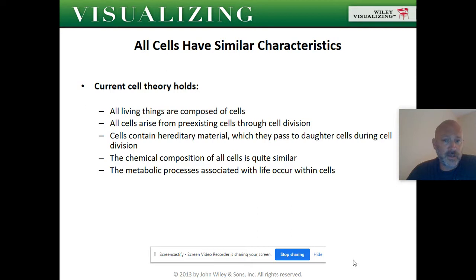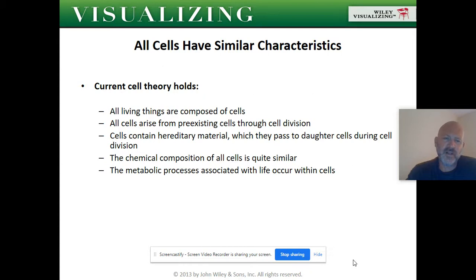Cells contain hereditary material. So in the nucleus of the cell, there's DNA, and that DNA is copied every time the cell divides. So a copy of the DNA is then passed as the cell splits to daughter cells. All right. And cells are the basic unit of structure and function in living things. So we can't strip things down to smaller units than cells and consider those things living things, right?